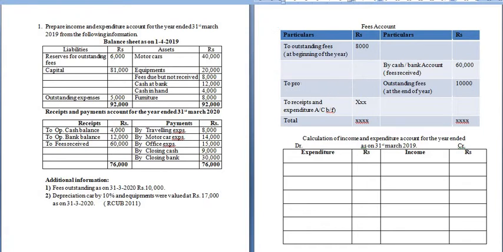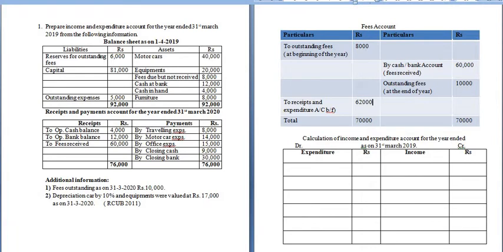So finally, there is no adjustment in this case, because reserve for outstanding fees received is over. And reserve for outstanding means whatever reserve we had last year is income to us, which goes directly to the income and expenditure account. So let us close the account. 60 plus 10 will become 70,000. And in that 70,000 minus 8,000, the answer will become 62,000.